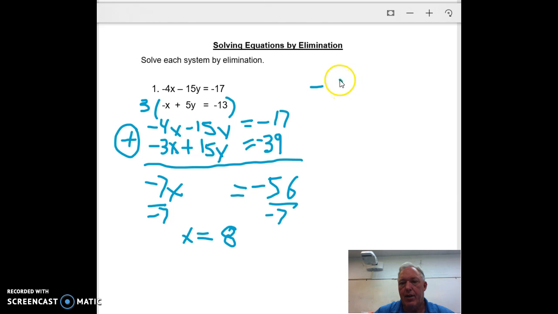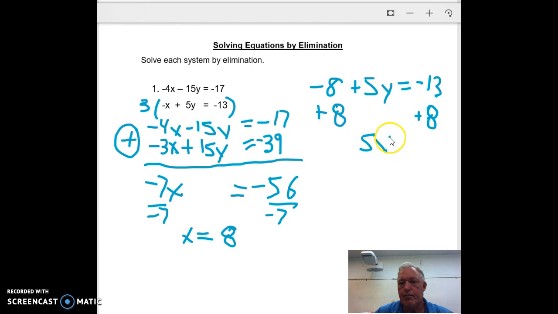So we're going to rewrite the bottom one, minus, remember it says x, right? And x is 8. So I'm going to say minus 8 plus 5y, and that's going to be equal to negative 13. So add 8 on both sides. We're just going to solve for y now. Bring the 5y down. And negative 13 plus 8 is equal to negative 5. Divide by 5 on both sides.